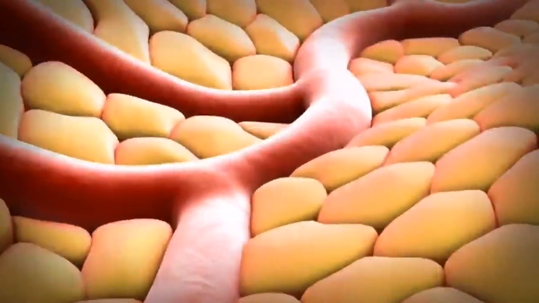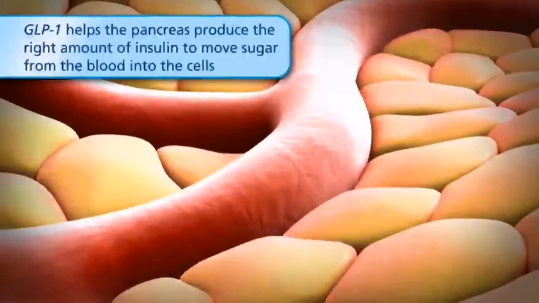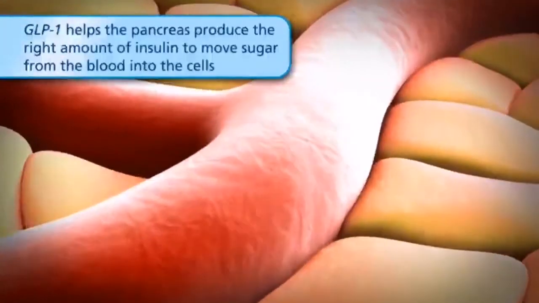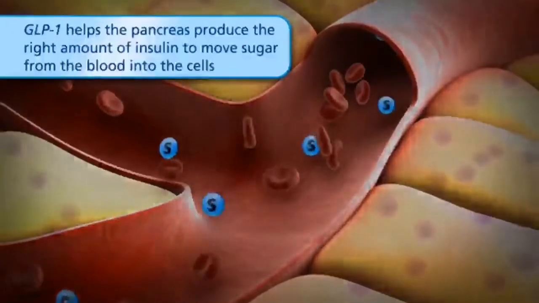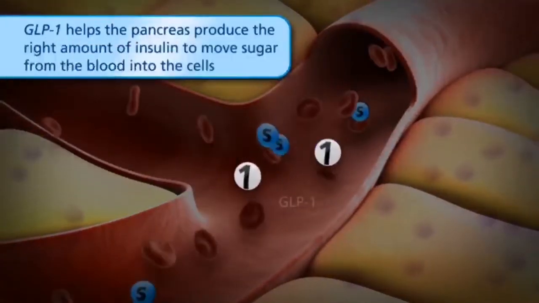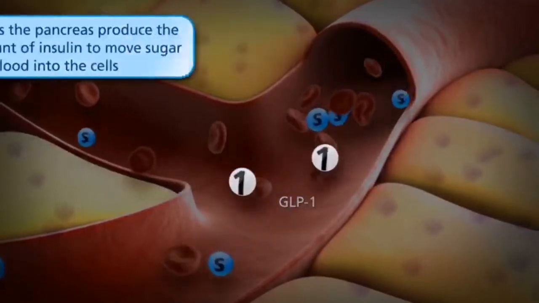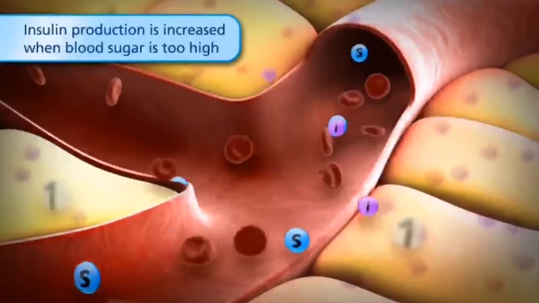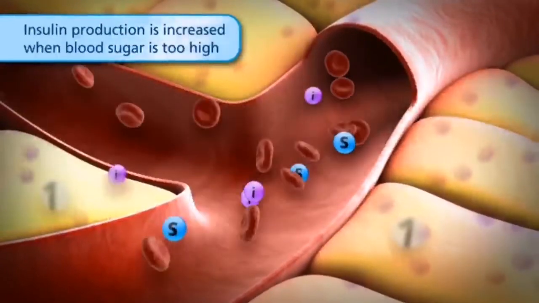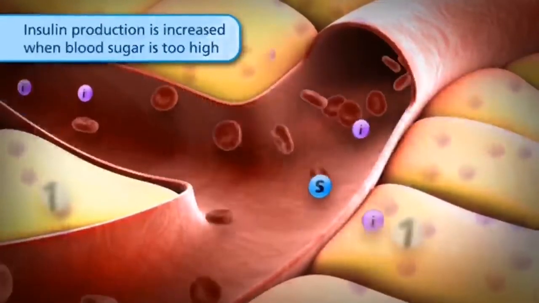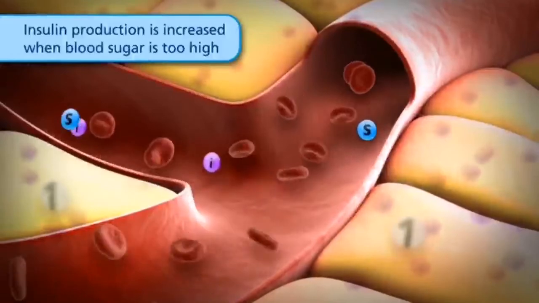When you eat, another hormone made in the gut helps the pancreas produce the right amount of insulin to move sugar from the blood into the cells. This hormone is called glucagon-like peptide 1, or GLP-1. One of its primary actions is to stimulate the beta cells in the pancreas to produce insulin when the blood sugar is too high. It also helps to lower the amount of sugar made by the liver.